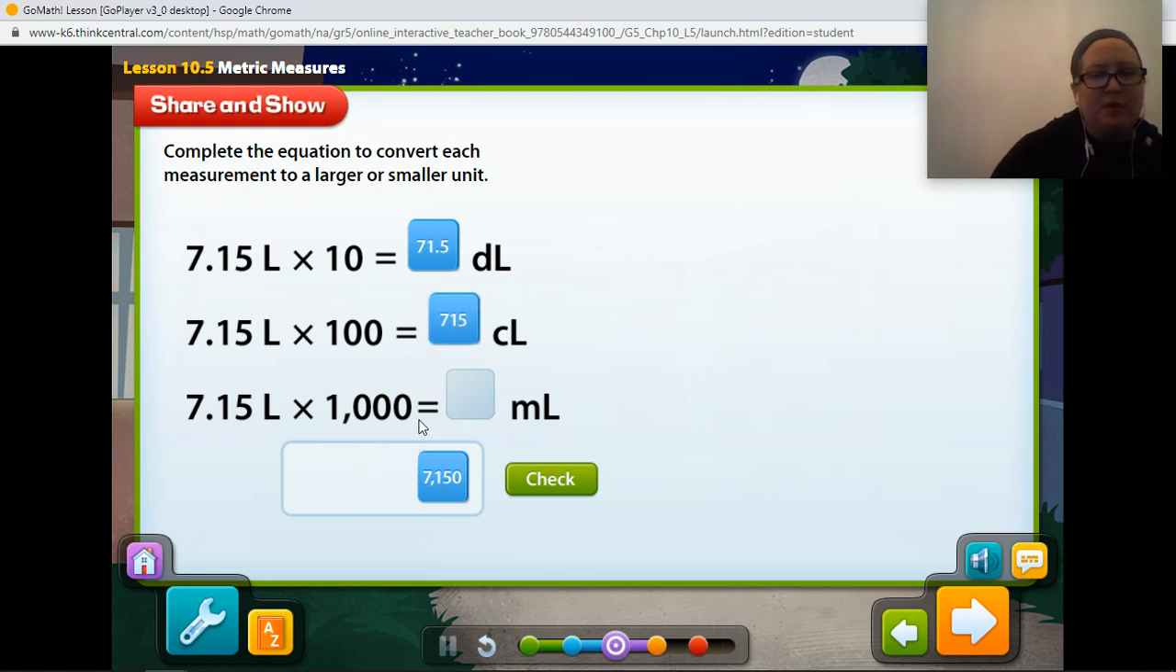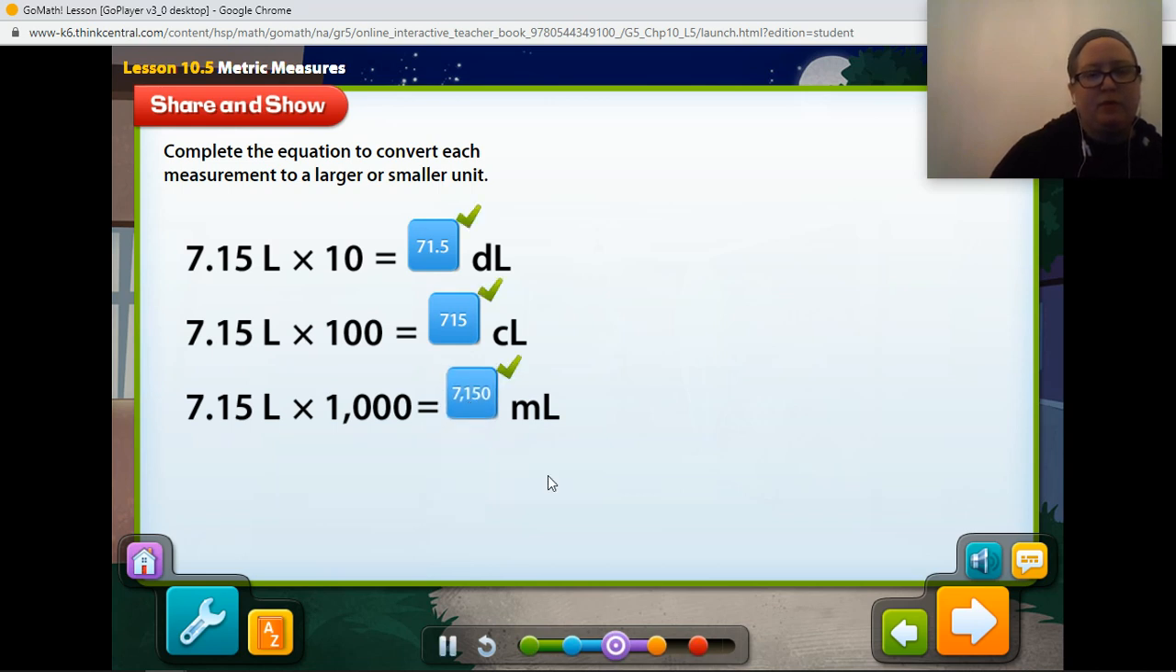And then we're multiplying by 1,000, so we're moving it over 3 times. So we move it twice, so we have to add a 0, so we get 7,150. Great job! Each conversion involves multiplication by a power of 10. You move the decimal point in 7 15/100 to the right one place for each power of 10.